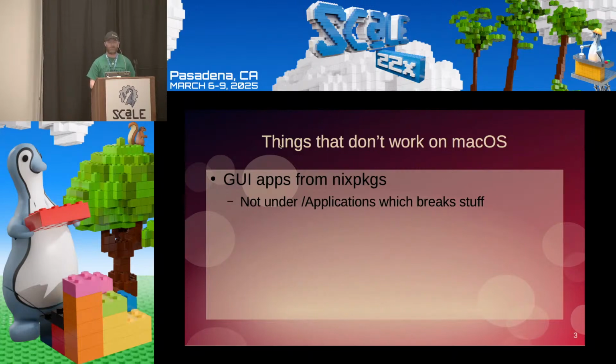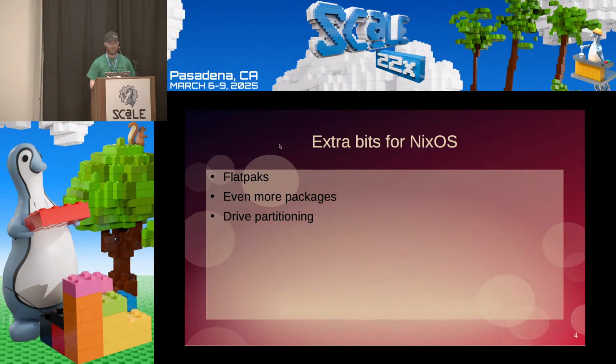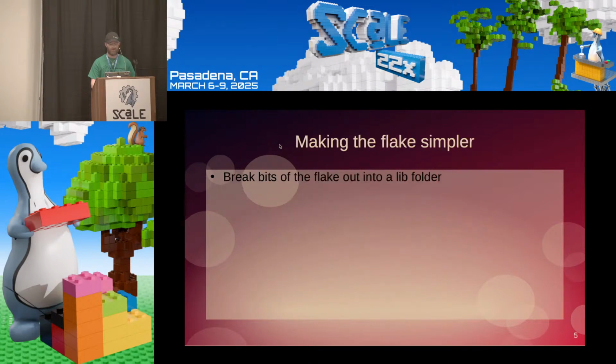But why in the world do you want to grab stuff like Homebrew casks? Well, because Nix GUI apps don't work worth a crap on macOS, because it shoves them off in some alternate location, and that breaks stuff. On NixOS, aside from all the stuff that everybody knows about, I manage Flatpaks, of course more packages, and I do love Disko for drive partitioning, especially on servers.